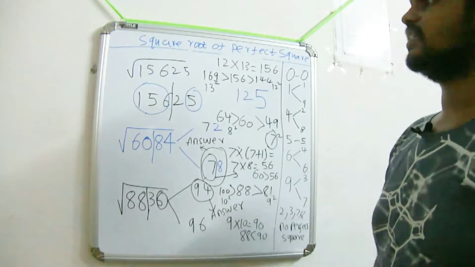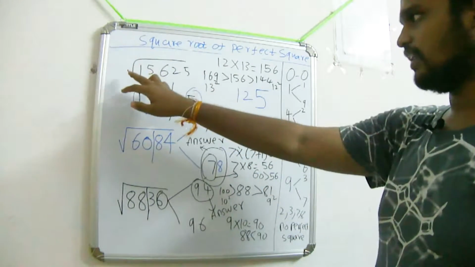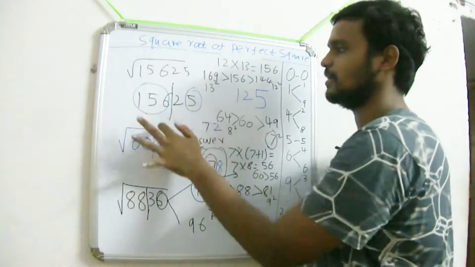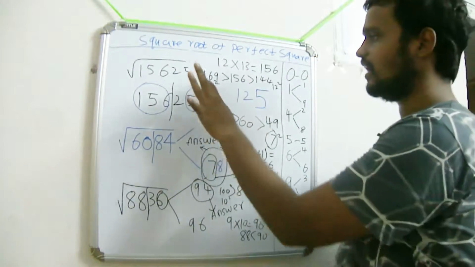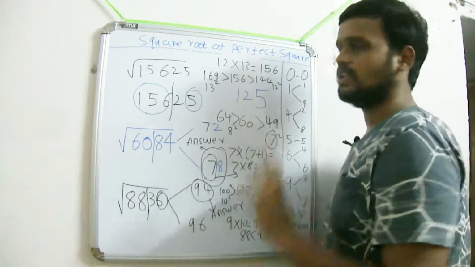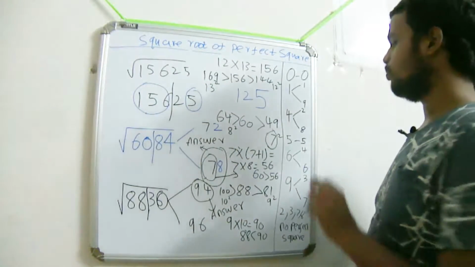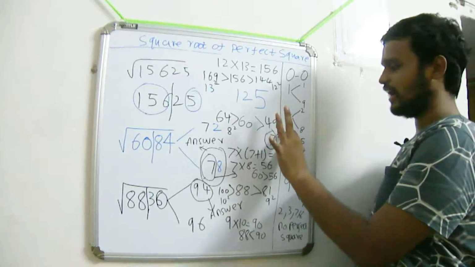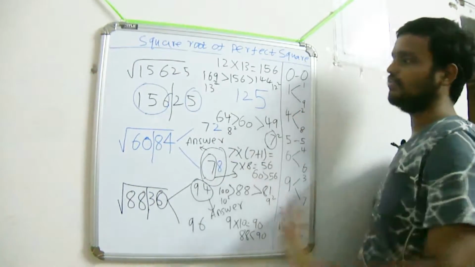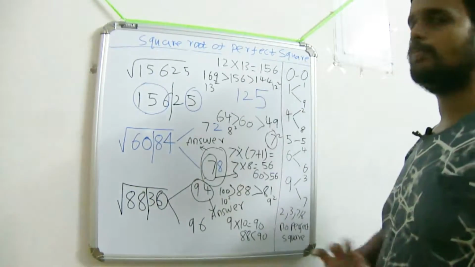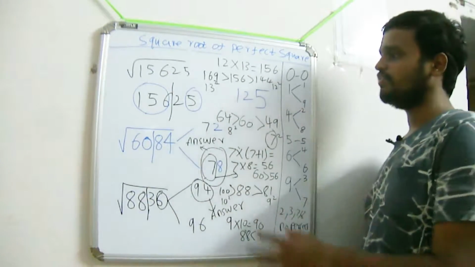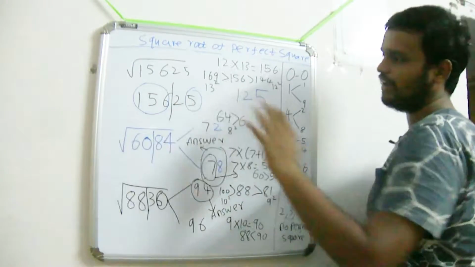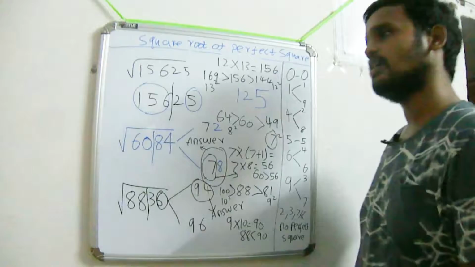While using this method, when the number is given as 15625, you have to take the last 2 digits separately, and see what the last digit of the number is. Here it is 5. We know that if the square number ends with 5, its square root must end with 5. So you can directly put 5, easier. Next you have to find how many digits are left after the 2 digits. Here we have 3 digits, 156.